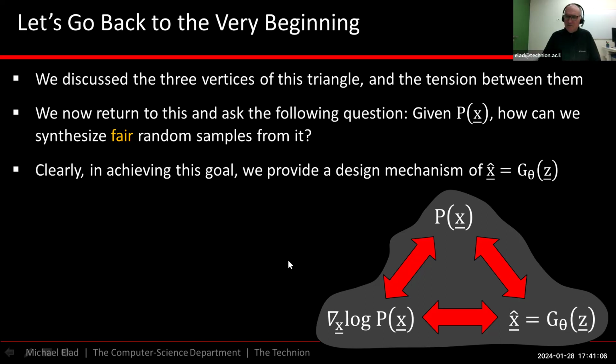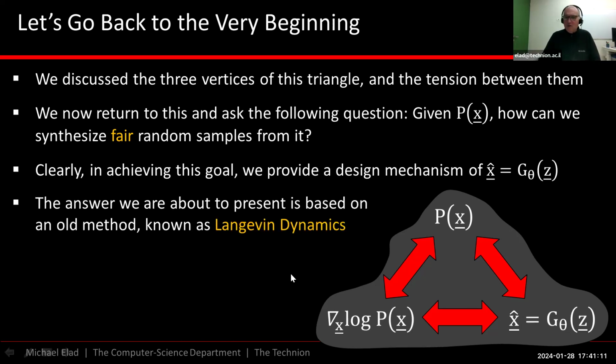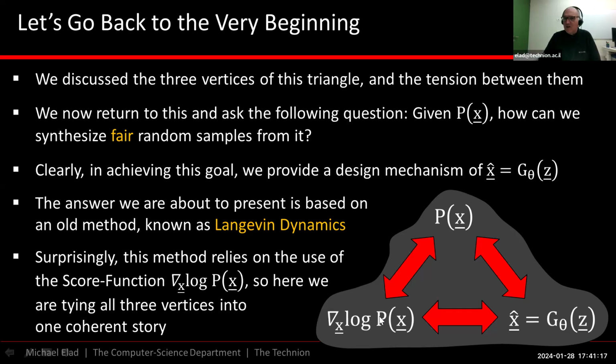What I'll show you now in a few slides is that answering this question amounts to using the Langevin dynamics, which we will see in a minute, which uses the score function. So the score function is the bridge between the two. Knowing P of X, or basically knowing the score function of P of X, can serve you in sampling from the distribution.